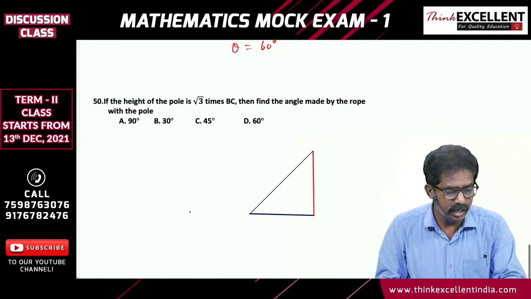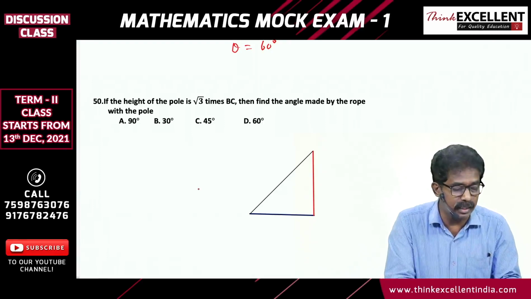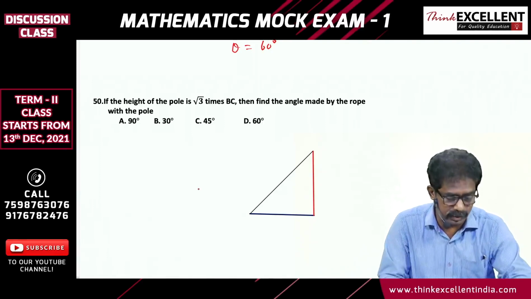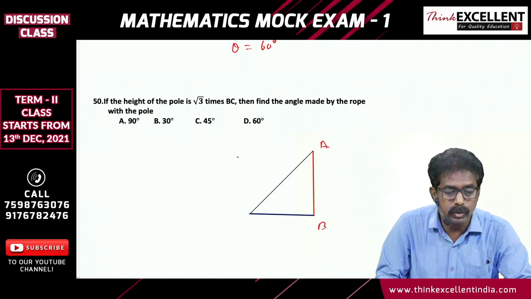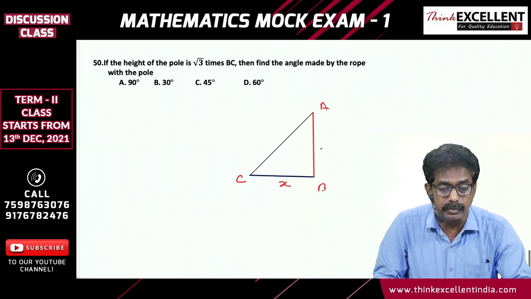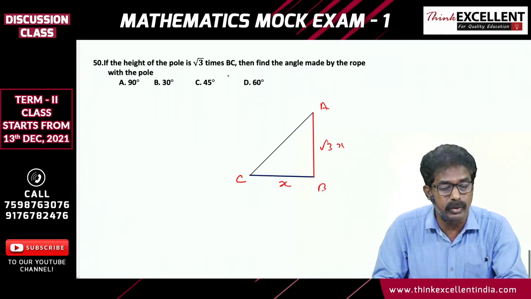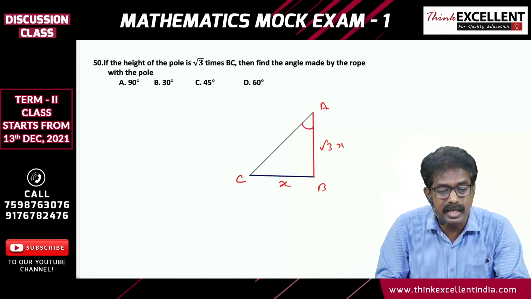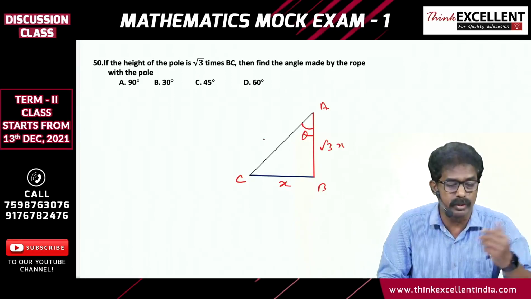Now you see the last one, 50th one. If the height of the pole, that is AB, is root 3 times BC. BC I'm taking it as X, then AB will be root 3X. What they asked? Find the angle made by the rope with the pole. So that is this angle they're asking, not the angle made with the ground. So be very careful in reading that.